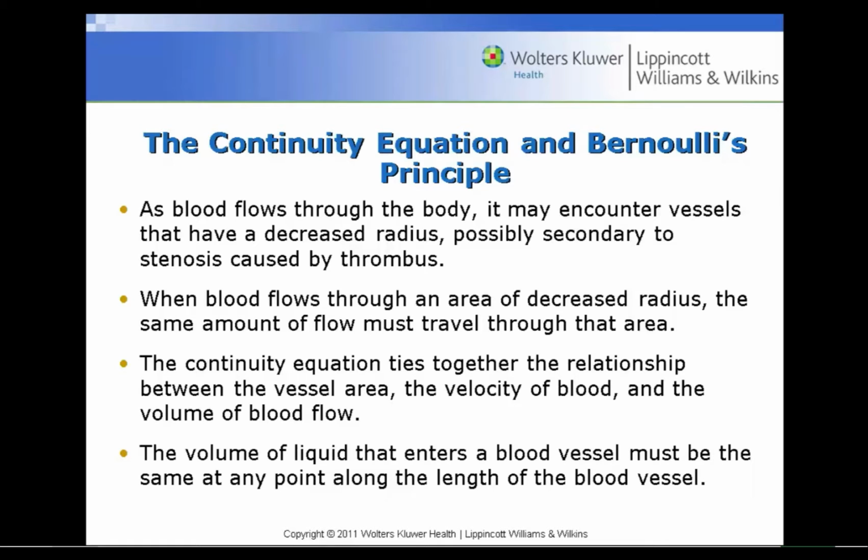Moving into the continuity equation and Bernoulli's principle, we have to remember that there is a finite amount of blood or liquid in the closed system of our circulatory system, and at any point along the way the volume must remain the same. So then we have things like a stenosis or maybe a thrombus or maybe a kink, and so what has to happen as the blood enters into this narrowed area is that something has to change so that the blood coming into that area and the blood coming out on the other side, the volume remains the same.